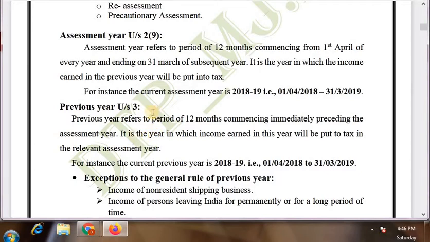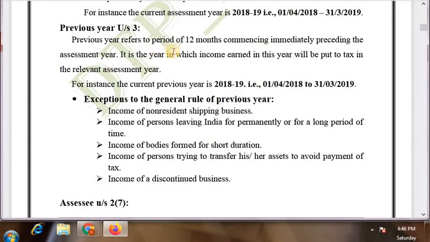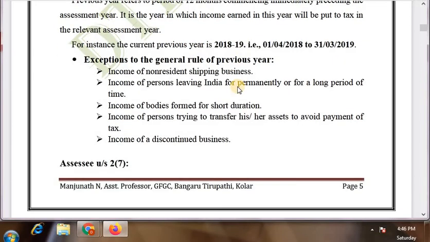Again, we have previous year under section 3. Previous year refers to the period of 12 months immediately preceding the assessment year. It is the year in which income earned will be put to tax for the relevant assessment year. For instance, the current previous year is 2020-21. Here it is given wrong, so I'll be telling the correct previous year.